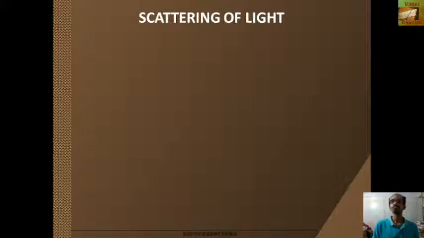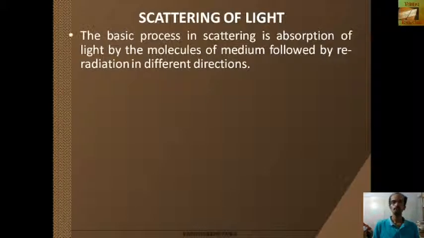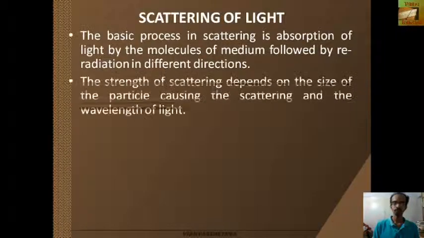Now we can see the concept of scattering of light. The basic process in scattering is absorption of light by the molecules of the propagating medium, followed by re-radiation in different directions. The strength of scattering depends on the size of the particle causing the scattering and the wavelength of light. According to Rayleigh, the scattering is inversely proportional to the fourth power of the wavelength of light. Hence, the violet light is scattered most and red light is scattered least.